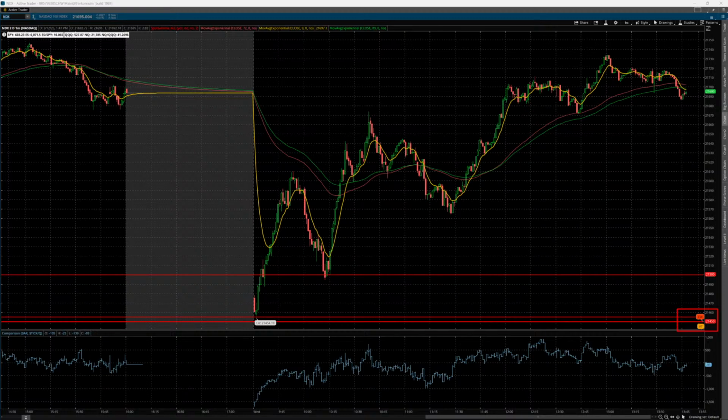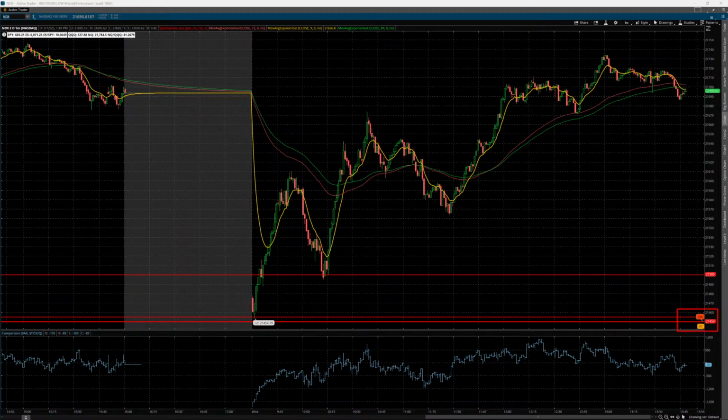And then the 21,500 level, that's a large gamma 4. Acted as support for this first pullback. So NDX levels key in providing support today.